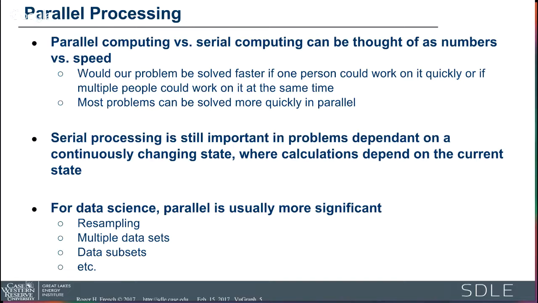There are still some problems that have to be run in serial, especially ones that involve a changing state and calculations that depend on that current state. You actually have to calculate what the state will be before you can keep moving forward, and for cases like that, you still need to do it sequentially. But for most cases, and especially with data science, popular things like resampling multiple data sets can be done very well in parallel.